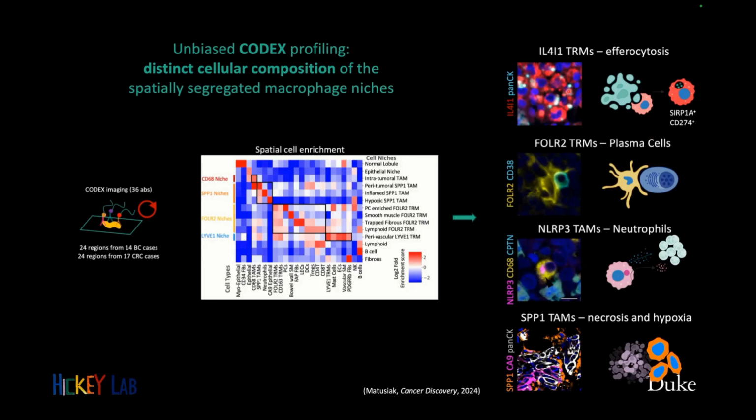So there's some that are involved in efferocytosis, others that are involved in plasma cell niche maintenance, others that recruit and interact with neutrophils, and others that are associated with necrosis and hypoxia. And all of these are spatially segregated from each other and likely accomplishing different things.